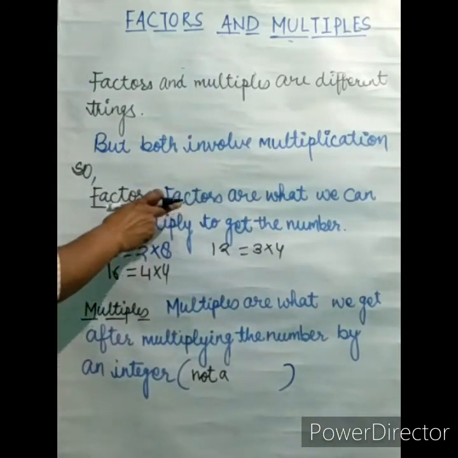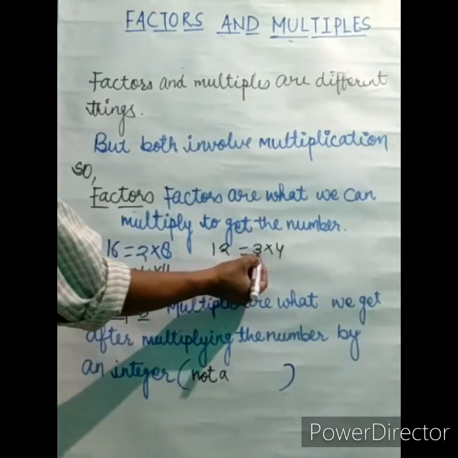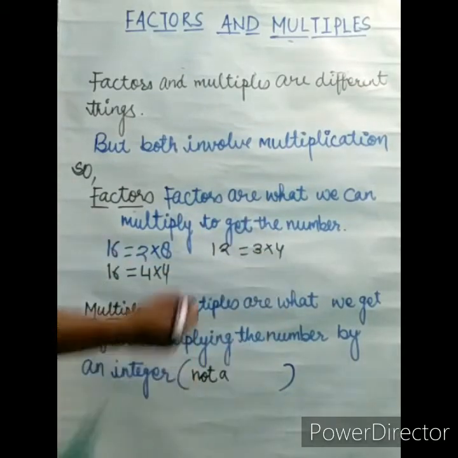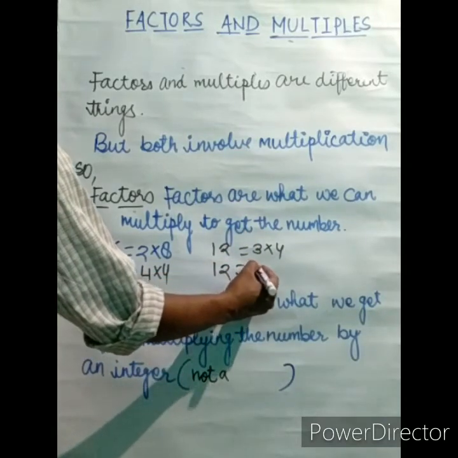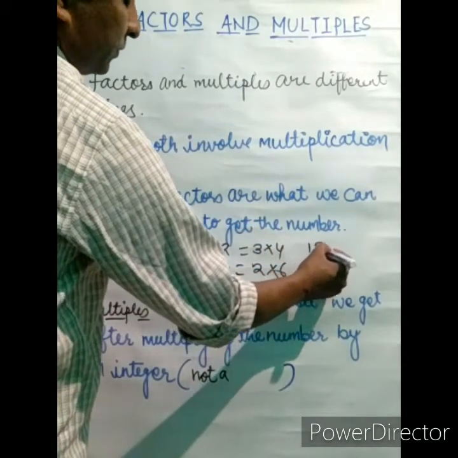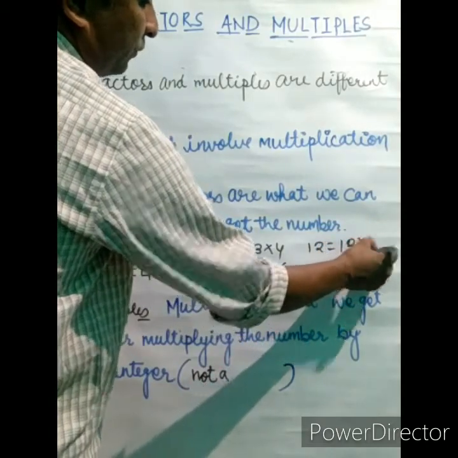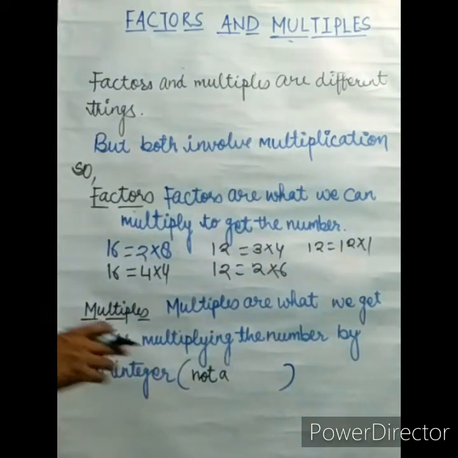According to the definition, factors are what we can multiply to get the number. We want to get 12, so 3 into 4. 3 and 4 both are factors of 12. Again, in place of this we can do 2 into 6. Then also 12. So 2 and 6 are also factors of 12. Or 12 is equal to 12 into 1. So 12 and 1 are also factors of 12.